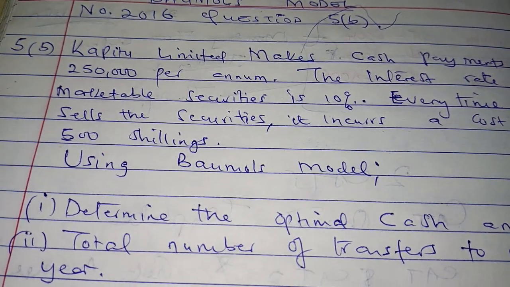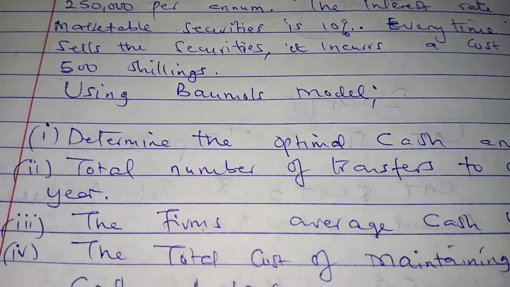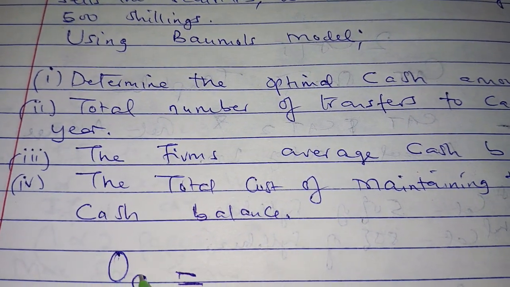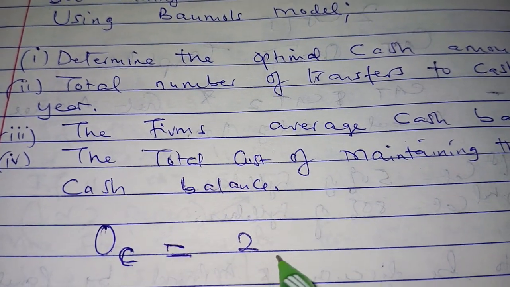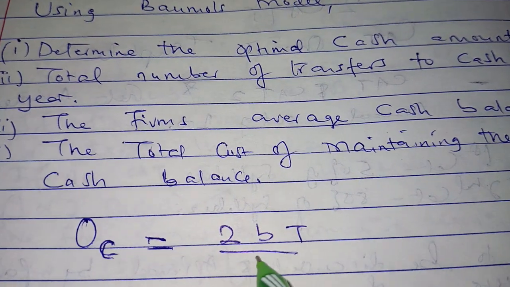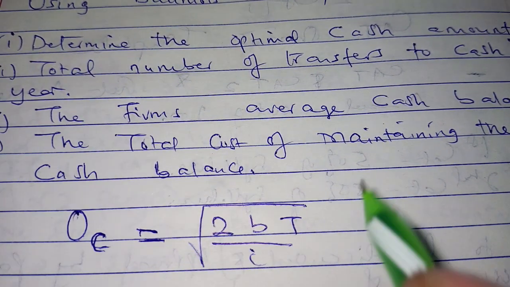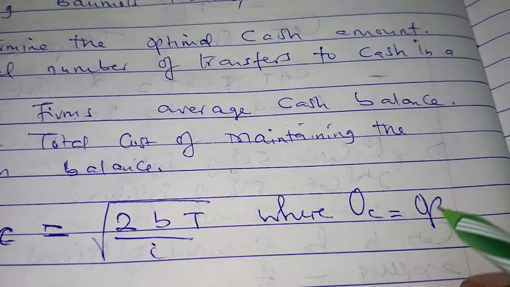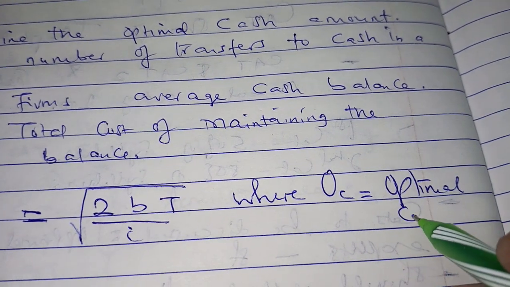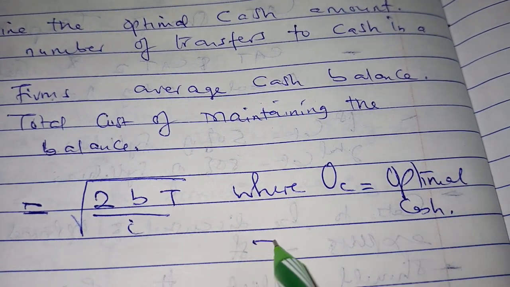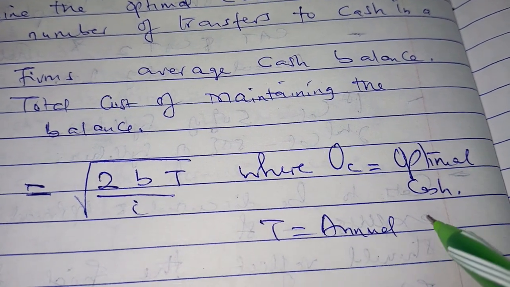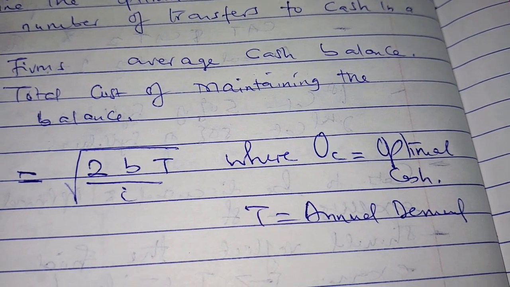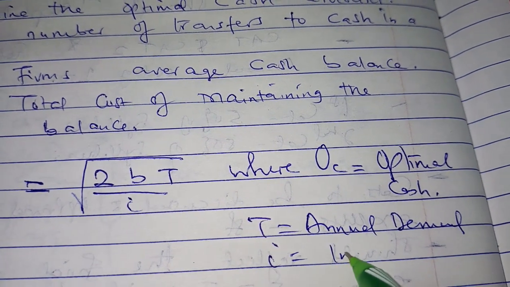Now, from the formula and from what we have done before, the optimal cash transfer that we need to make every time we transfer is given by the square root of 2bT divided by I. Then you can define where OC is the optimal cash transfer, T is the annual demand of the cash that we are requiring for a whole year, and I is the interest rate.